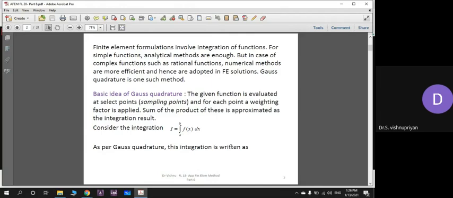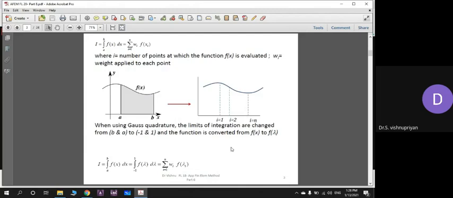So take the first sampling point, and at that sampling point, find the value of the function, multiply that with one weighting function. Then take the second sampling point, evaluate the function at that sampling point, multiply with another weighting function. Like that, do for all the sampling points which you have chosen, and then add them. That summation which you are going to get will be the value of the integral which is required. So this is what exactly is happening.